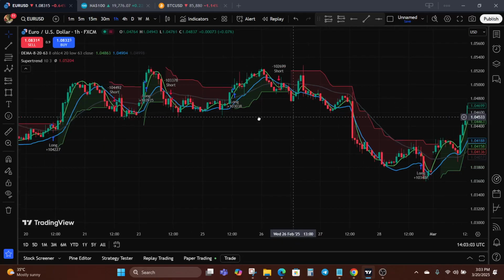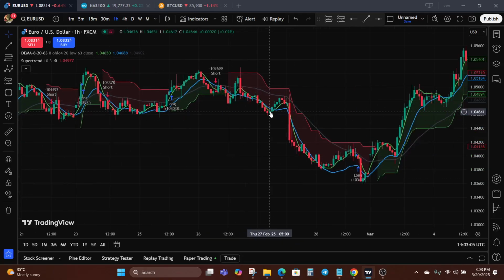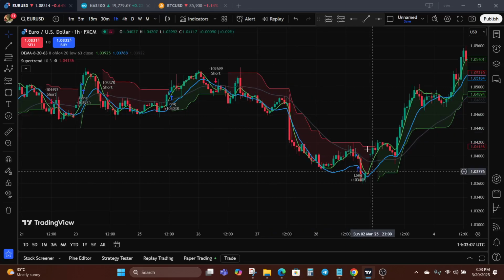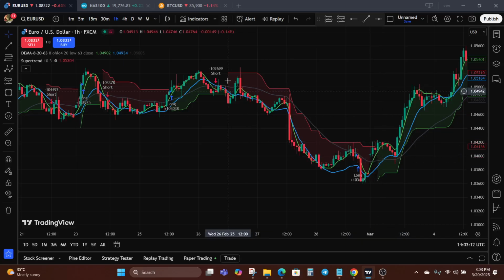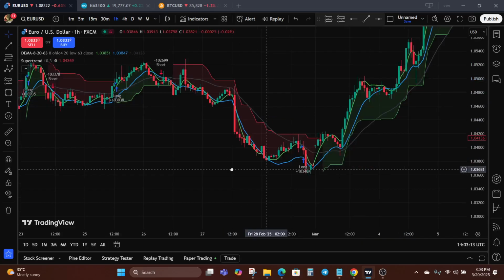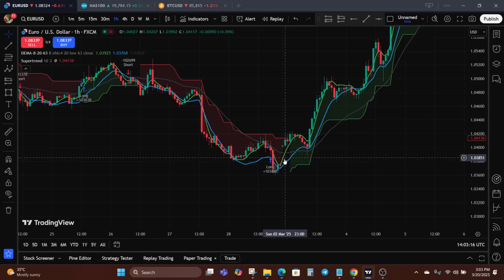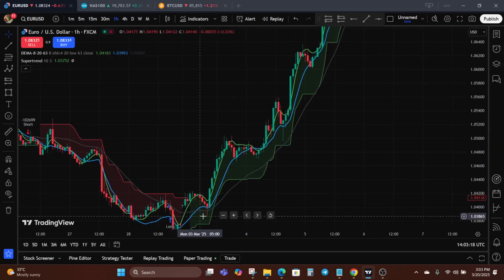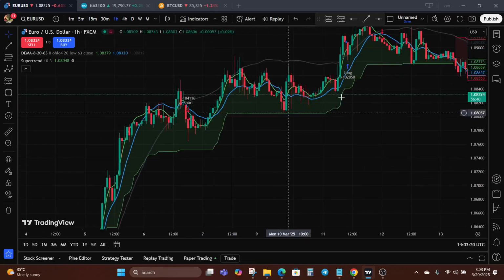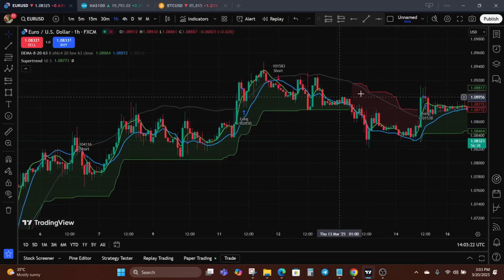Then for your exit points, the SuperTrend is also great for exits. When the SuperTrend flips color, once it just flips color, it's a signal that the trend may be reversing. So if you are in a sell trade here and the SuperTrend flips to green, it's a time to exit your sell. And if you are in a buy trade here and the SuperTrend flips to red, where did it do that? Here, then it's a time to exit your buy.